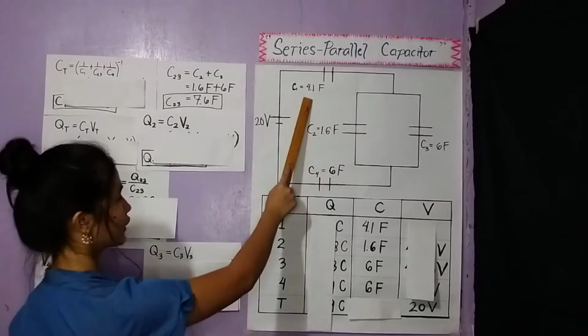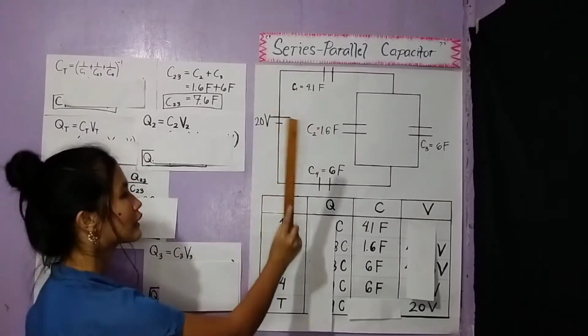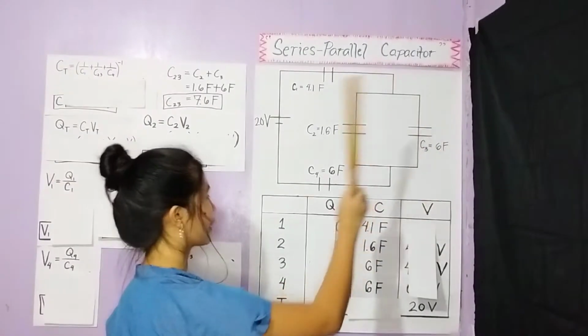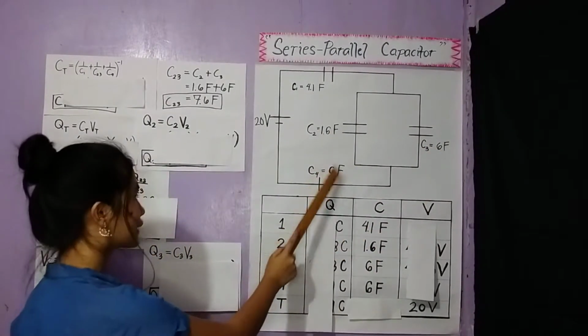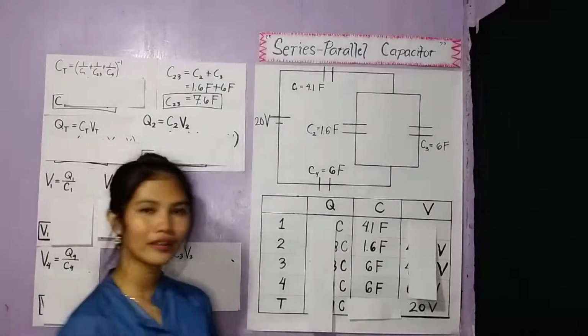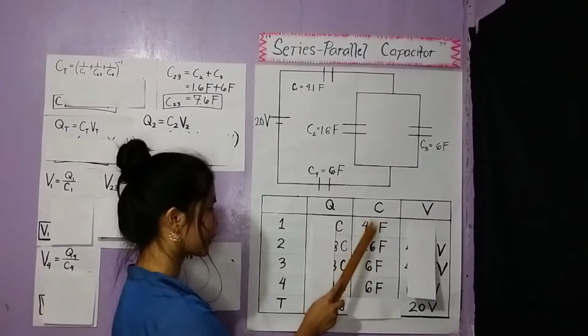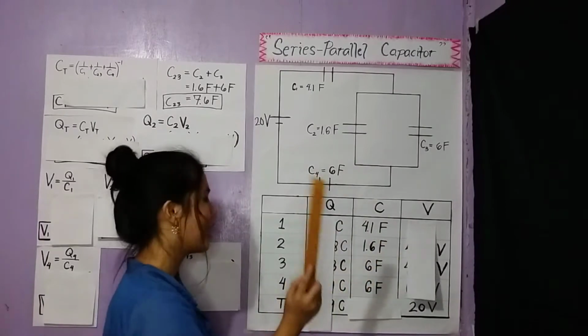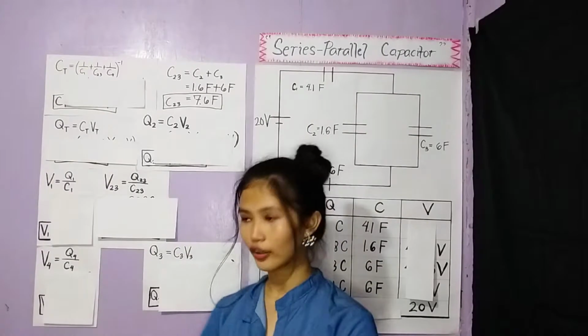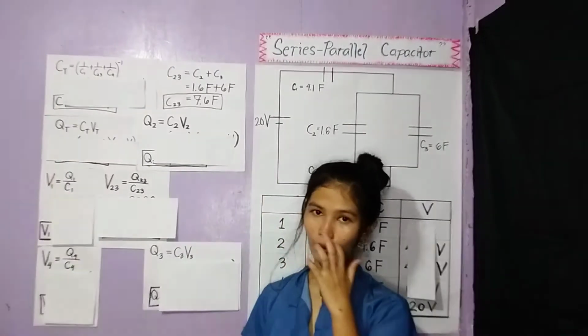So we have C1 equal to 4.1 farad, C2 equal to 1.6 farad, C3 equal to 6 farad, and C4 equal to 6 farad, and we have 20 voltage. So we're going to write that down here in our table. So we have the C1, C2, C3, and C4. So the first thing that we are going to find is the C total. But we have a problem.